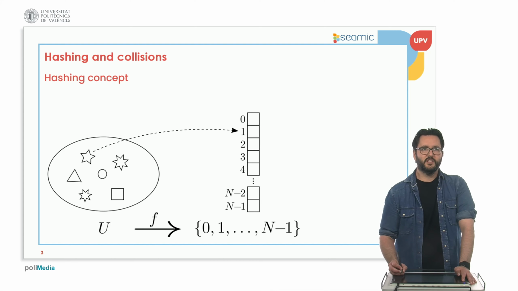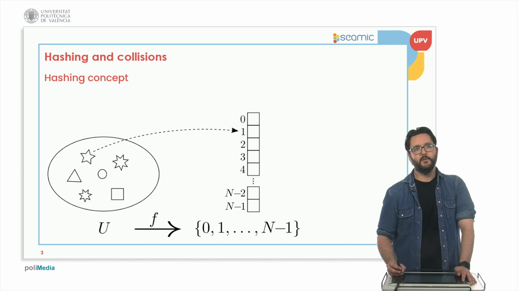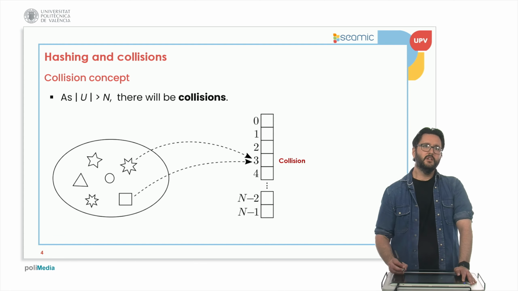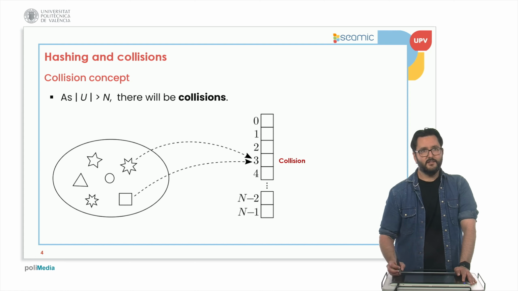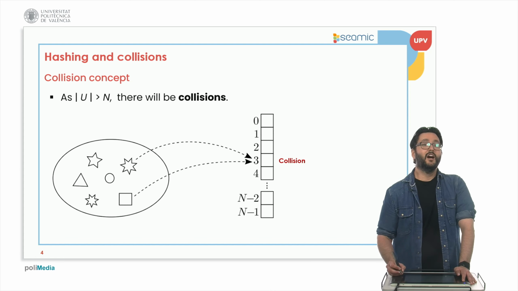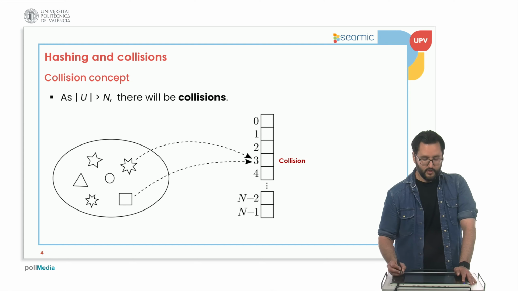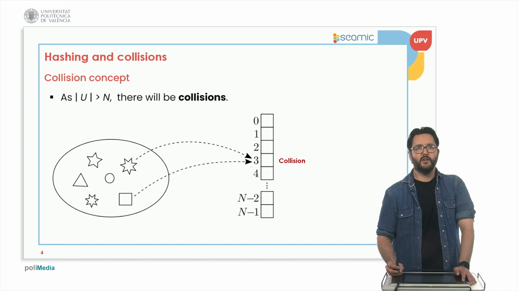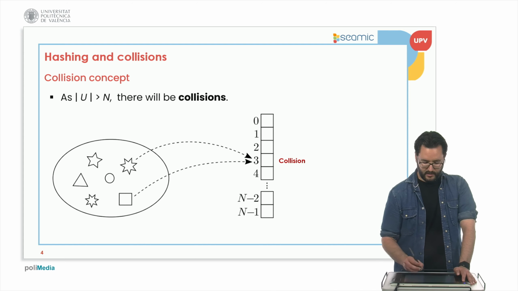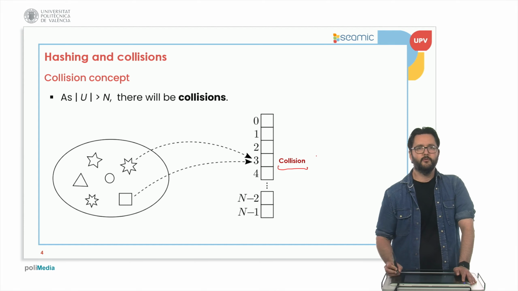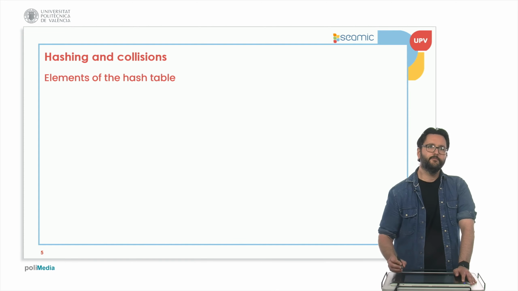This is the graphical representation of this. We have a set of elements, capital U, in this case the set of shapes, and we want to use a function that maps from this set to one of the positions of this list. In fact, we have a lot of elements in this set, and we have just a limited number of positions in the list. This means that in some cases we have to allocate more than one element in the same position. This is what we call a collision. We will talk more about that later.